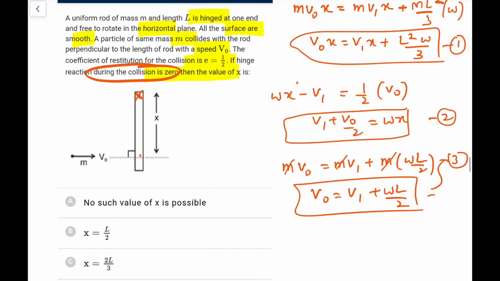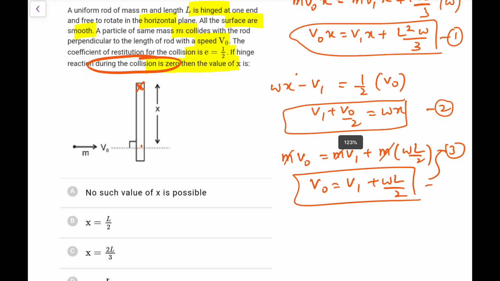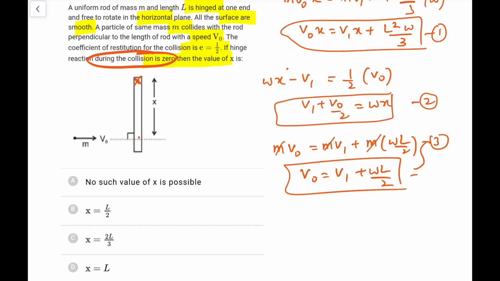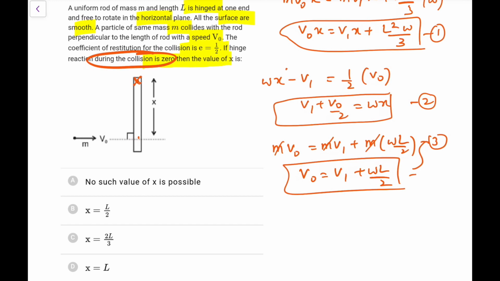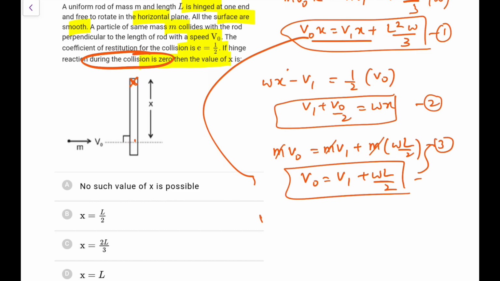Now you have to search for the value of x. We need to simplify these. It is not going to be that easy because we have to solve three variables. But if you carefully analyze, I can write v0 minus v1 is equal to omega L square by 3x. From the other equation, v0 minus v1 is omega L by 2.